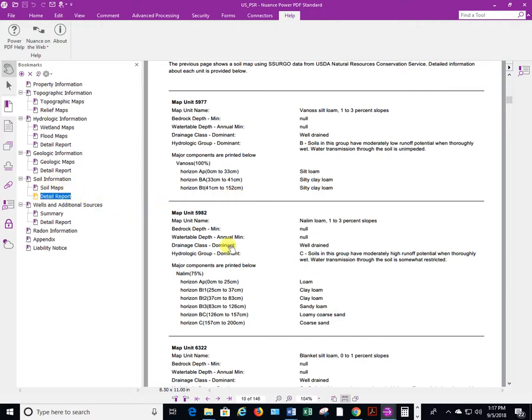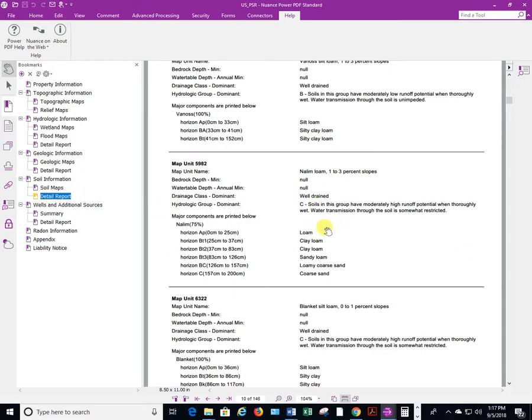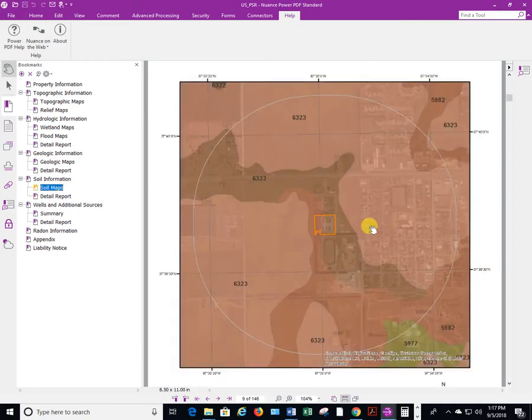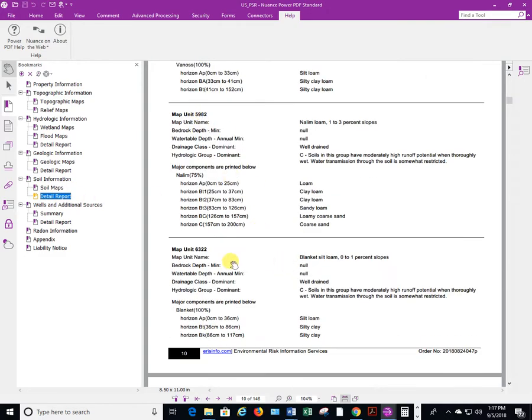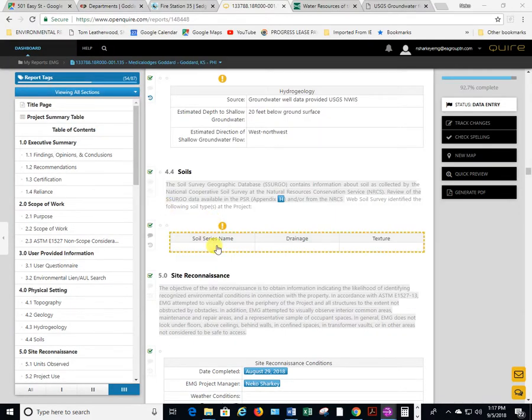Let's go down to the detail report. I'm looking for 5982. Let me do that one first. And then 6322. Well, thank God they are right next to each other here. 5982, 6322. I'm going to use that information to fill out my soil section. What information are they asking me for?